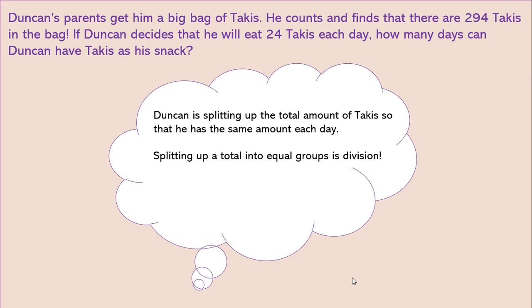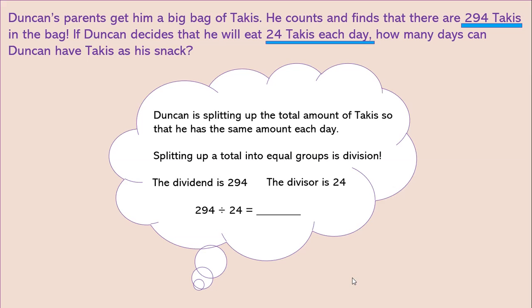Splitting up a total into equal groups is division, so I know that we'll be dividing for this problem. Here, he's having 294 Takis, so the dividend is 294. This is the total amount that we'll be splitting up. I see that he's eating 24 Takis each day, so the divisor is 24. We want to figure out how many days Duncan can have Takis as a snack. 294 divided by 24.